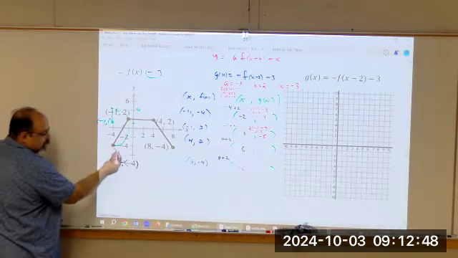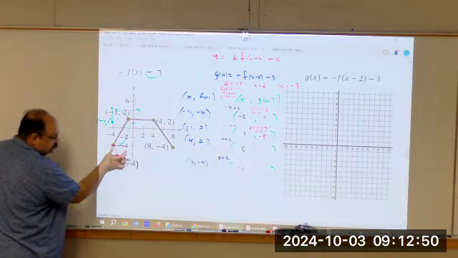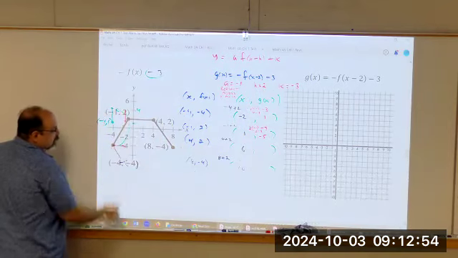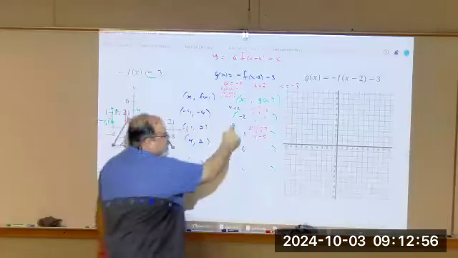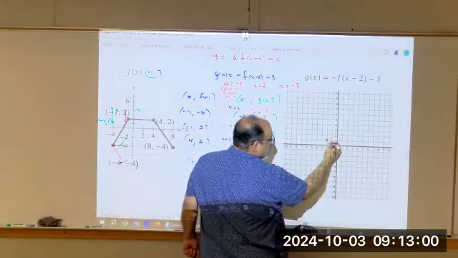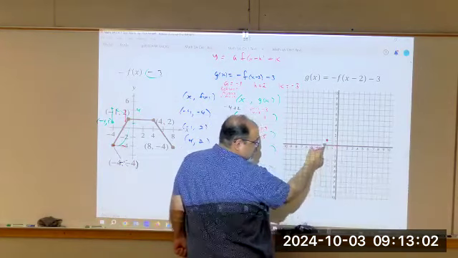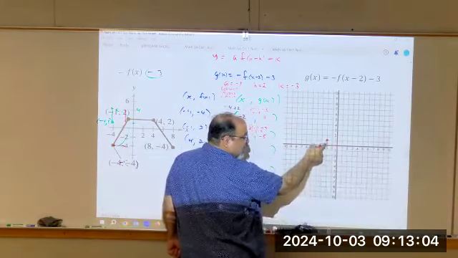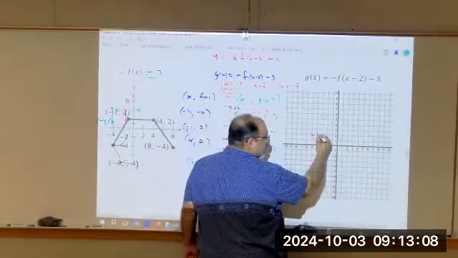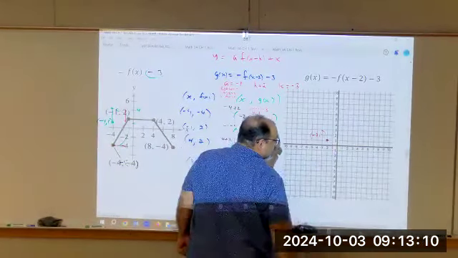This one is going this way, 2 units. It flips up to 4, and then it shifts down to a 1. (-2, 1). You have to label the ordered pairing. You plot the point and you label the ordered pair: (-2, 1).